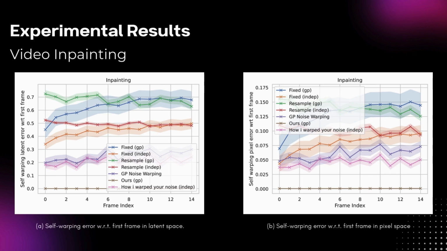Here we quantify performance using self-warping error, which measures how consistent each frame is with respect to previous frames under optical flow. Warped Diffusion achieves near zero error, both in latent space and pixel space. Competing methods accumulate significant drift over time, even when using warped noise. This proves that ESG isn't just a visual trick, it enforces true frame-to-frame alignment measurable through precise error metrics.